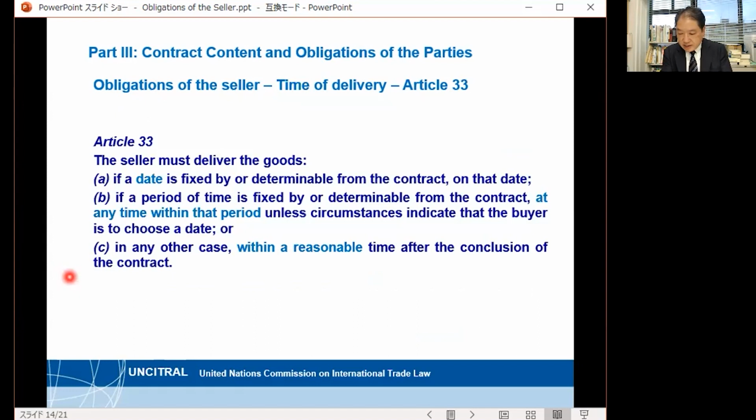Okay, so far I have been talking about the place and modality of delivery with some note on risk of loss, passing of the risk, and costs of delivery. Now I turn to the time of delivery, which is provided in Article 33, CISG. Article 33 provides that the seller must deliver the goods, A, if a date is fixed by or determinable from the contract on that date, and B, if a period of time is fixed by or determinable from the contract at any time within that period, unless circumstances indicate that the buyer is to choose a date. And in any other case, within a reasonable time after the conclusion of the contract.